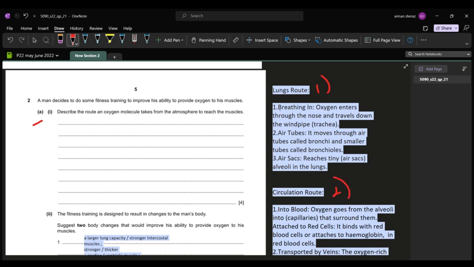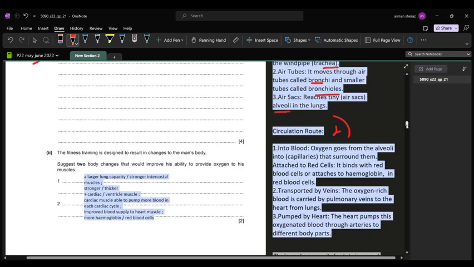So, firstly, आप बताएंगे that by inhaling oxygen, it enters through our nose and travels down the windpipe, which is also known as the trachea. Then it will move through the air tubes called bronchi and smaller tubes called bronchioles. And eventually, it will reach the air sacs or the alveoli in the lungs. Now, the journey after the lungs begin in the circulation route. अब हमारे ब्लड में भी तो जाना है ऑक्सीजन ने.